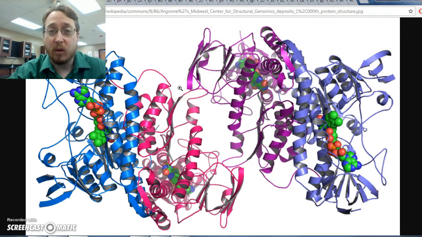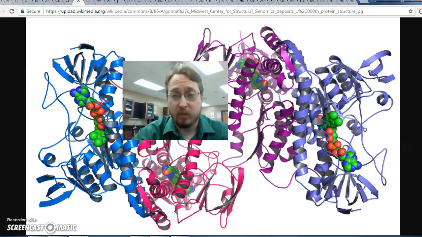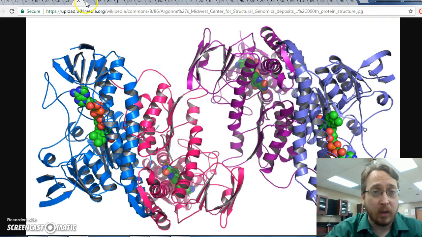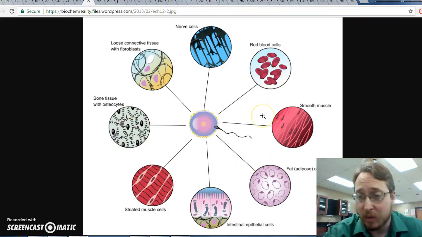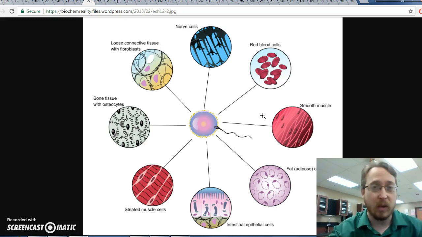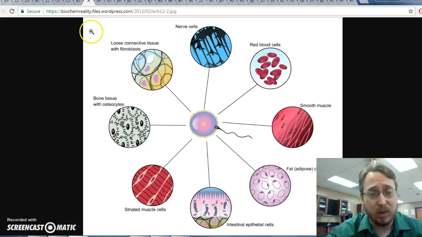A protein's function is determined by its shape, and a cell's function is determined by all the different types of proteins they make, which means we have all these different types of cells that exist, and all those different types of cells are making different types of proteins so that they can do their different types of jobs. So what types of proteins are there?